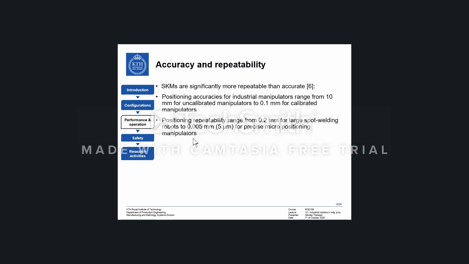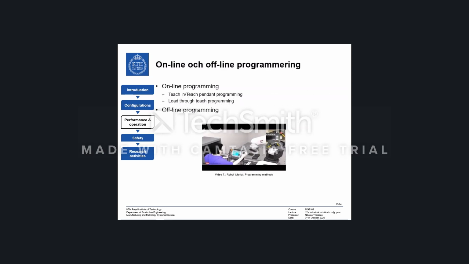So, what does this mean? This means essentially that a robot is much more likely to re-attain a position based on a configuration that it has been in before, than that it is going to reach this position for the first time. And let's consider this in an example, because this in itself essentially defines online and offline programming.